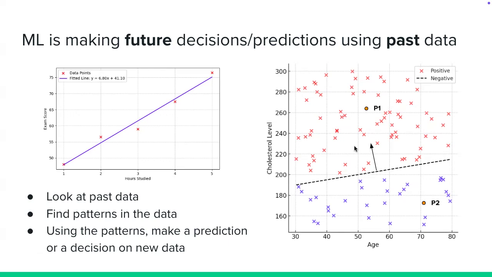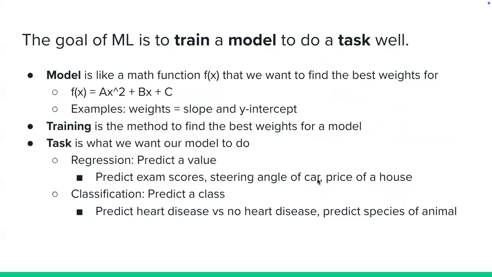So, what is common between these two examples? First, we looked at the past data. Second, we found patterns in the data. And third, using the patterns, we made a decision or a prediction on new data. So, what is the goal of machine learning? The goal of machine learning is to train a model to do a task well.